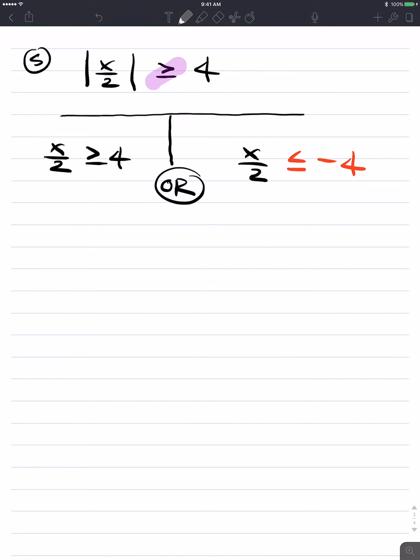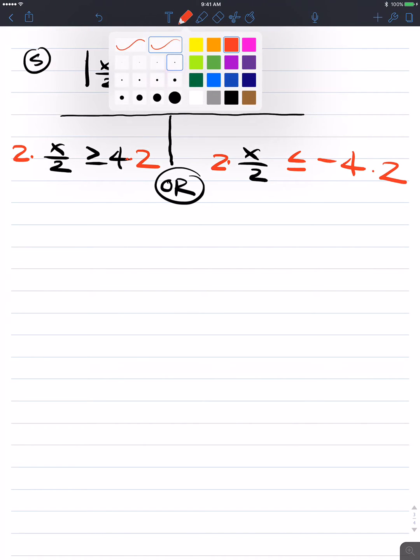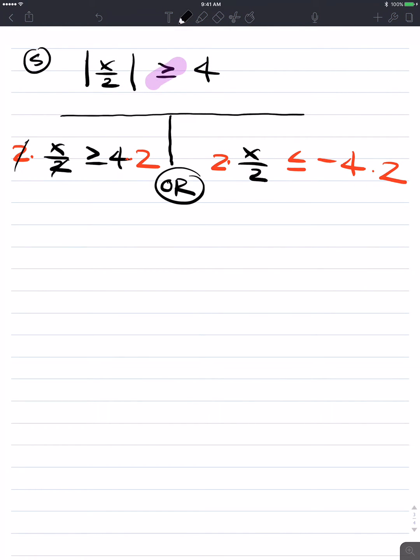We're going to solve these inequalities. Multiply both sides by 2. The 2's will cancel. We get x is greater than or equal to 8, or x is less than or equal to negative 8. Let's graph.